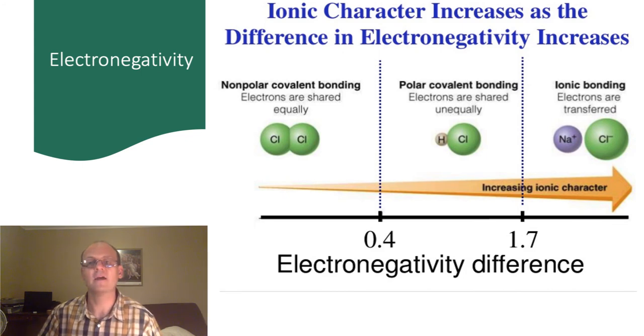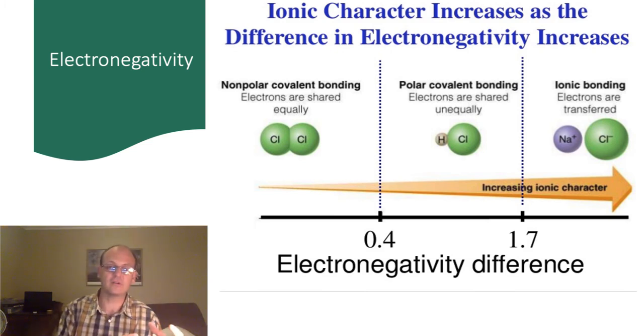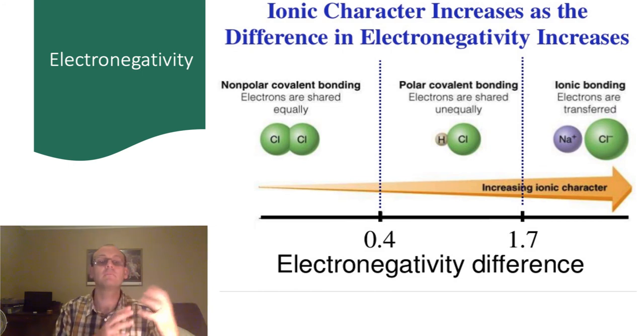Now, you'll notice in this diagram that there's also an intermediate case. If the difference in electronegativity is moderate, then the sharing of electrons is unequal, but a covalent bond still forms. We call the unequal sharing of electrons a polar covalent bond because it results in a polarity of the bond, with the more electronegative atom having a partial negative charge, and the less electronegative atom having a partial positive charge.